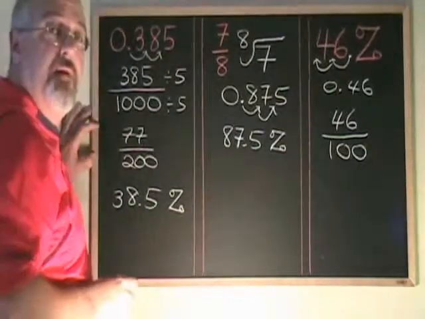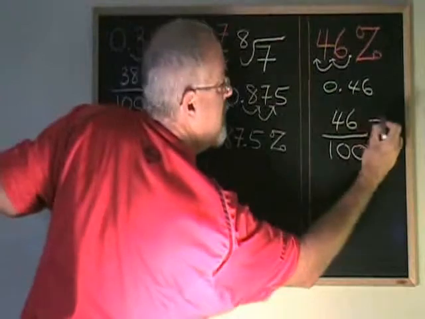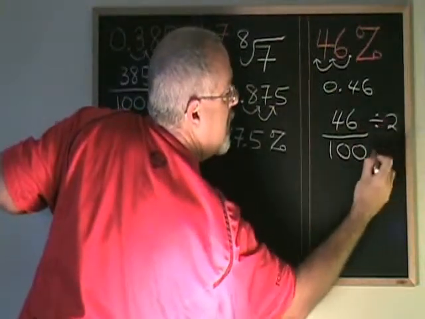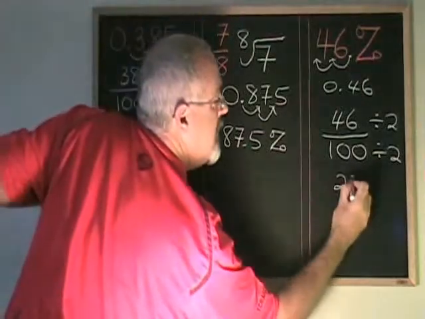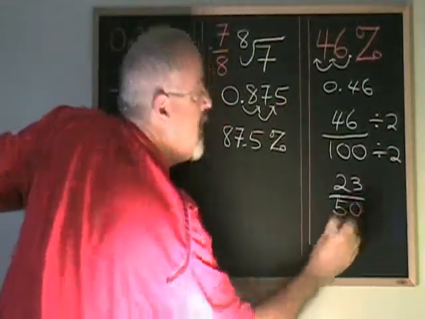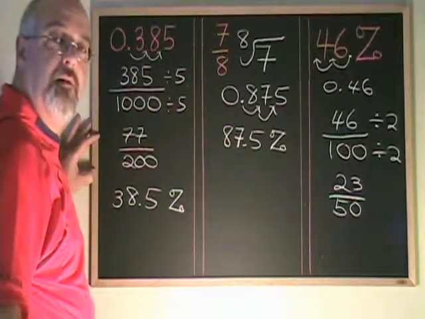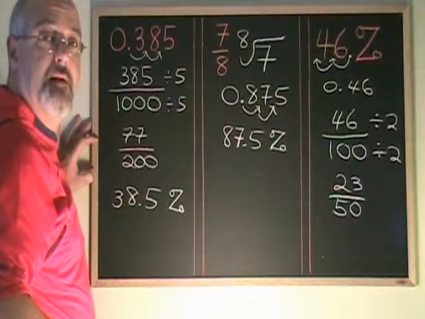This fraction can be reduced though, because the top and bottom have a common factor of 2. 46 divided by 2 is 23. 100 divided by 2 is 50. 23/50ths cannot be reduced any further, and is the fraction form of 46%.